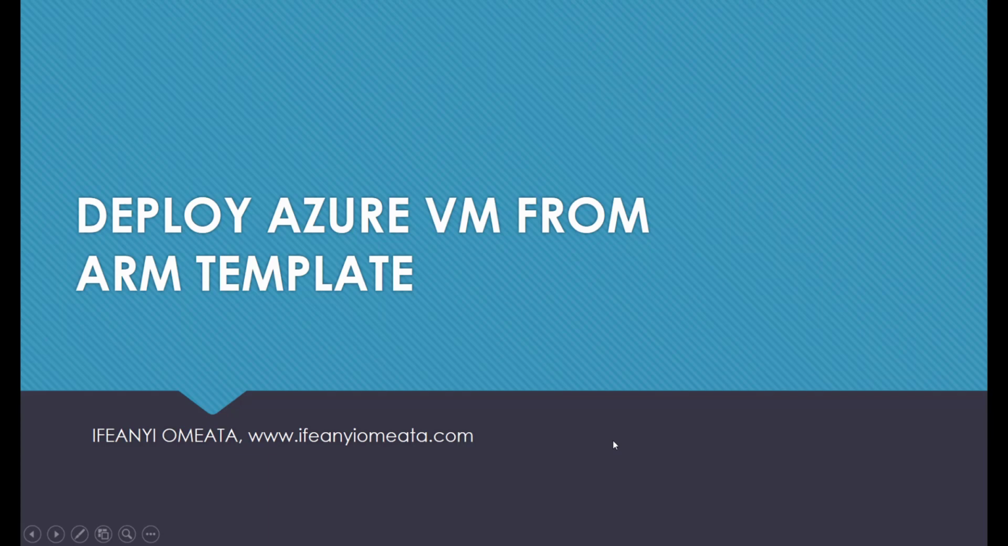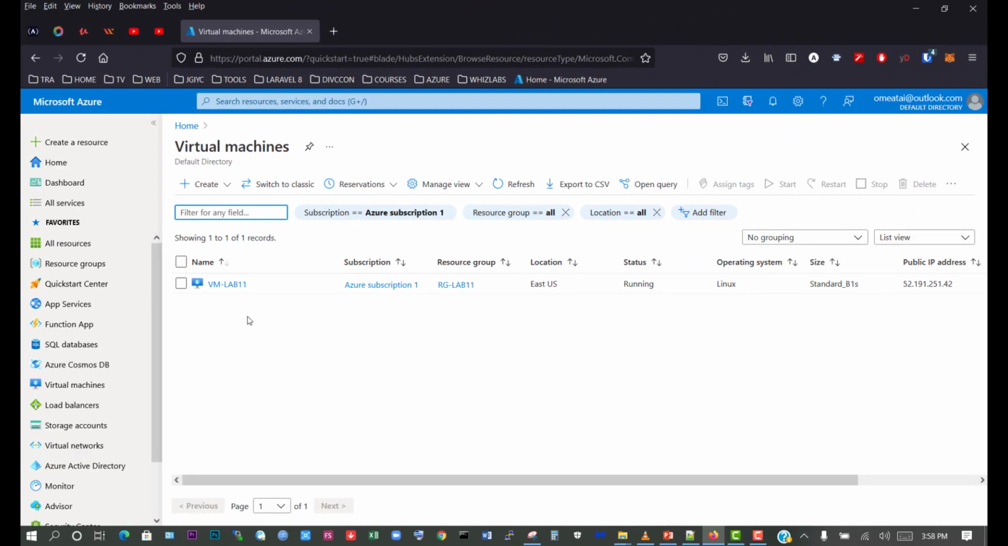Hi, so we're going to deploy an Azure VM from an Azure Resource Manager template. So let's see how to do that. We're back on the Azure portal and we currently have our virtual machine, and we can see it's currently running with the Linux operating system.